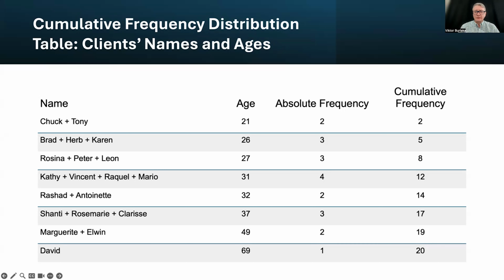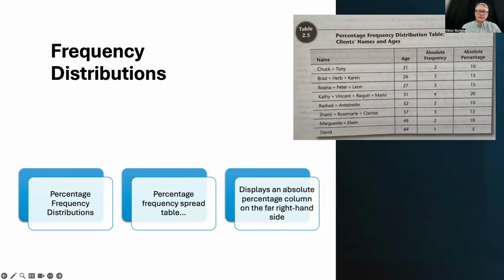In social work, this can be really helpful if you want to know something like how many clients are younger than 49. This kind of data makes it easier to spot trends and helps us make decisions about where to focus our efforts. For example, if most of your clients are under 49, you might decide to tailor more services for that age range. Now let's talk about percentage frequency distributions.